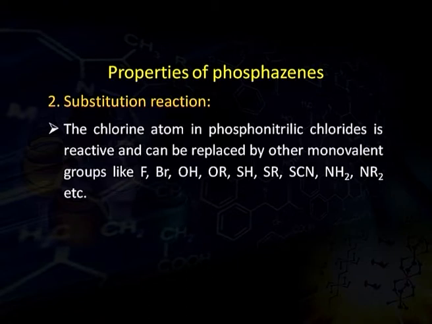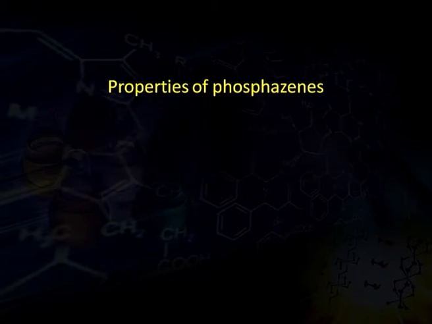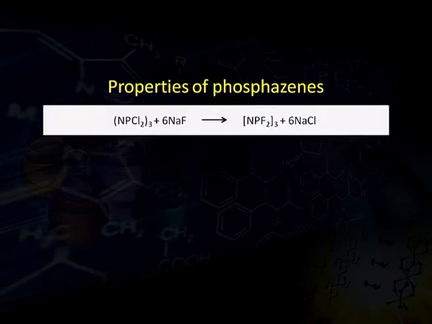So, we can see here we have (NPCl2)3, that is a trimer. When it reacts with sodium fluoride, what happens? This chlorine atom is substituted by the fluorine atom. So, we get (NPF2)3, that is a trimer containing the fluorine. If the same trimer containing the chlorine is reacted with sodium alkoxide, both the chlorine atoms are substituted by the alkoxy group, that is the OR group.